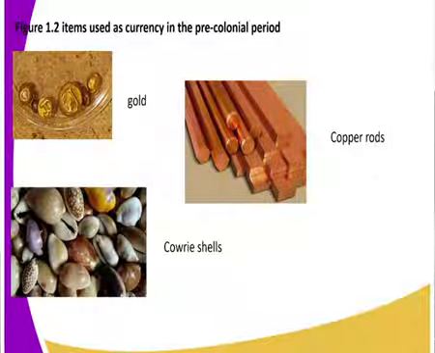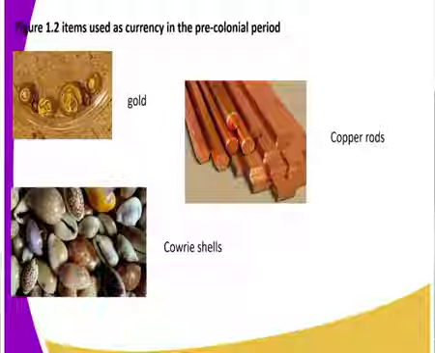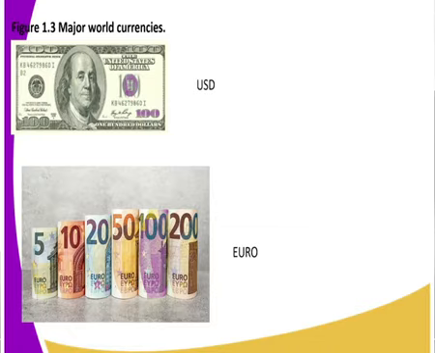But in our society today, we no longer use copper rods. We no longer use gold. We use currency. Let us look at a few major world currencies we know. For example, in our image, we have the US dollar. The US dollar is one of the major world currencies used today. We have the euro. The euro is also used to trade.